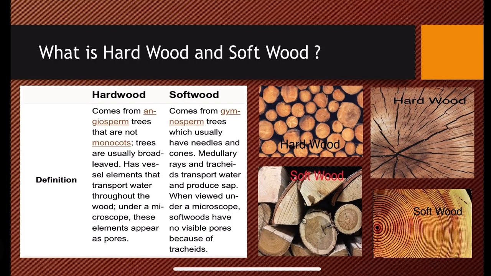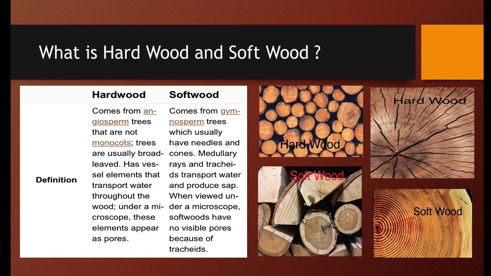So first of all, what is hardwood and what is softwood? Hardwood comes from angiosperm trees that are not monocots. Trees are usually broad-leaved. They have vessel elements that transport water through the wood. Under a microscope, these elements appear as pores.